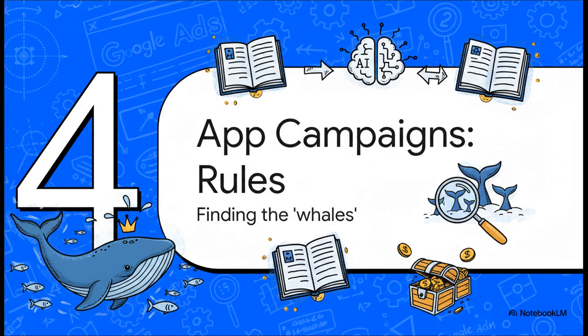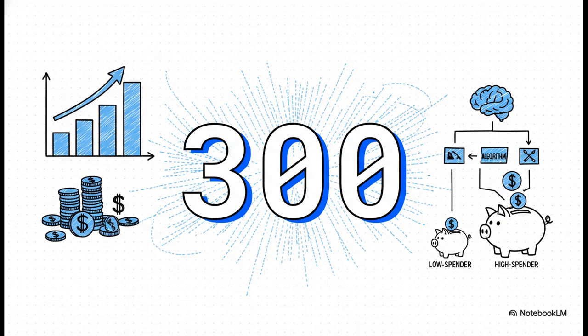The requirements here are way stricter. See, the AI isn't just trying to find you any old customer. It's trying to find your whales, that tiny percentage of users who are going to drive the vast majority of your revenue. And finding those whales takes a ton more data. For App Campaign tROAS, the minimum isn't 15, it's not 30, it is 300. 300 conversions with value in the last 30 days. And that is a hard and fast rule.